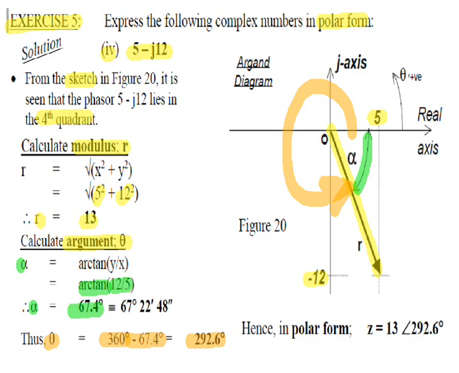Alternatively, we could calculate it as a negative value of theta, so we could simply state it as the angle of negative 67.4. So the alpha value in this particular case could be the theta value, but in a negative sense. So just bear that in mind. So the complex number 5 minus j12 in Cartesian form can be written in polar form as z is equal to 13, the modulus, argument 292.6 degrees. Alternatively, you could write z is equal to 13 argument negative 67.4 degrees. That would give the same position.